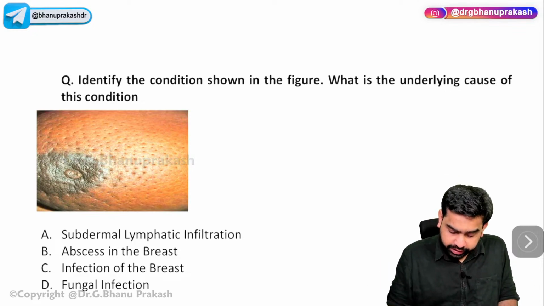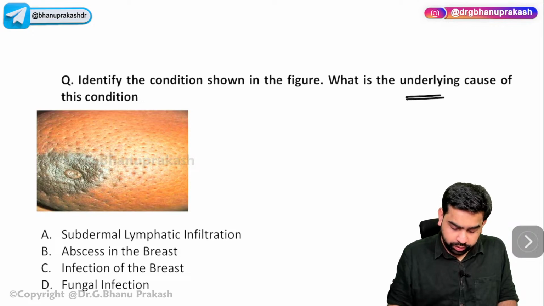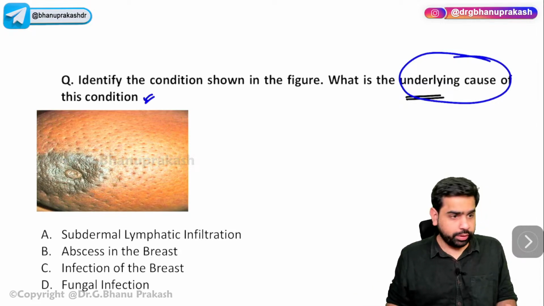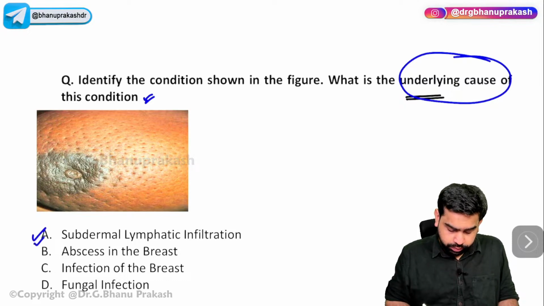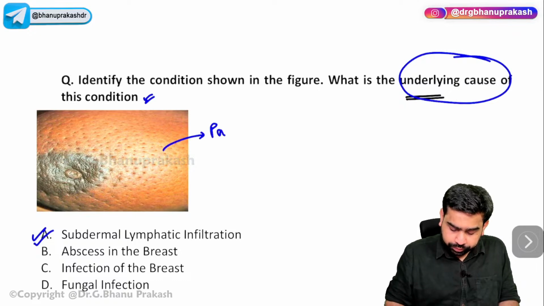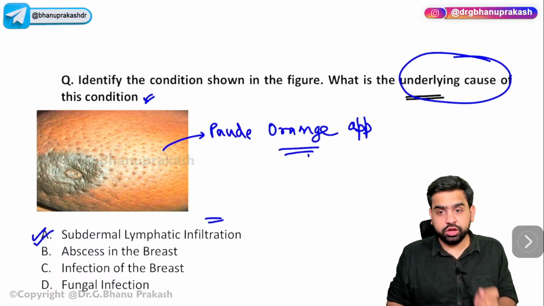Identify the condition shown in this particular figure. What is the underlying cause? What is this condition, and what is its underlying cause? What do you think is the answer? I hope you're answering subdermal lymphatic. What you're basically seeing in this question is a peau d'orange appearance, and this is because of the involvement of the subdermal lymphatics.